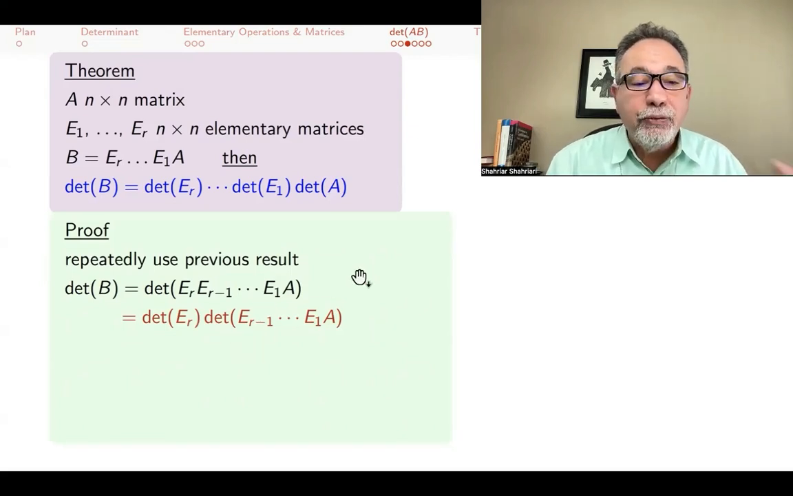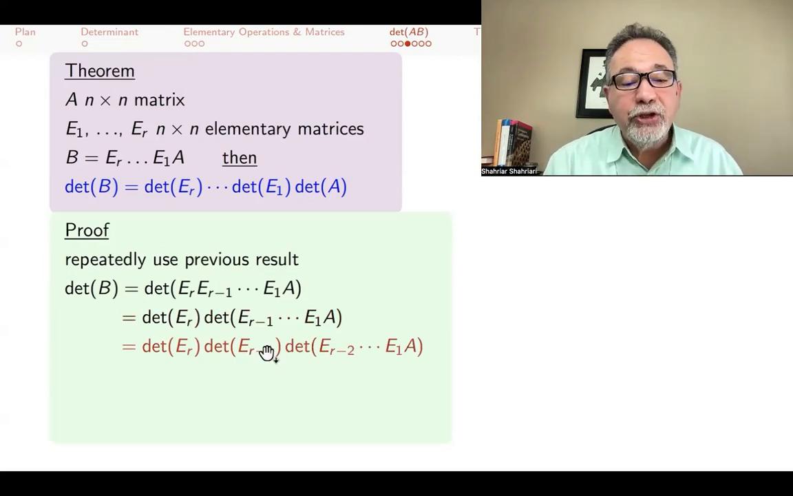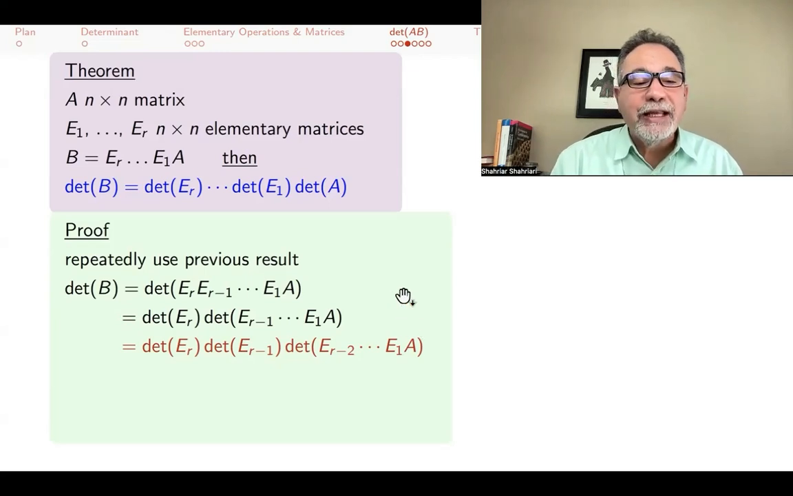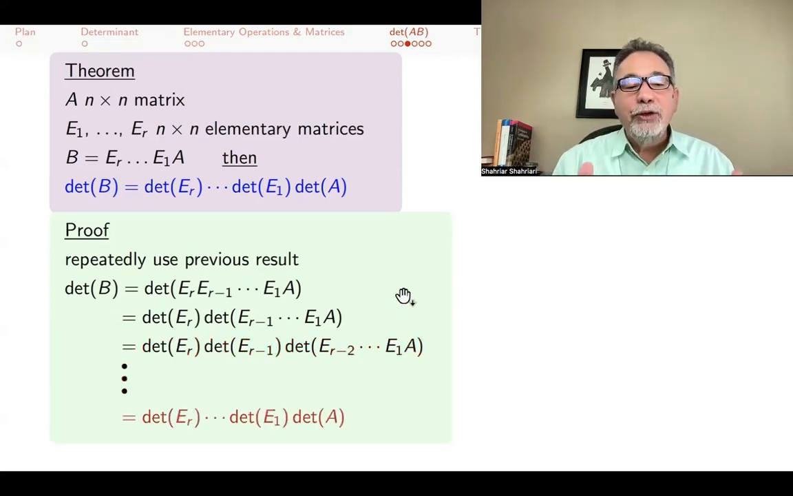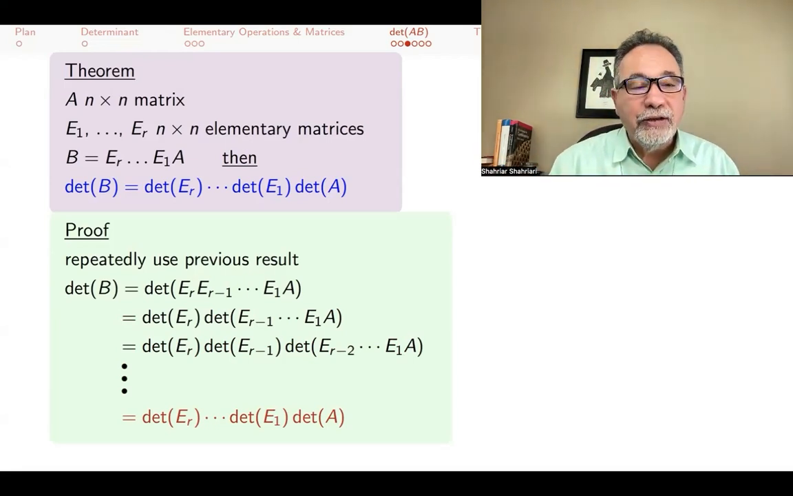And by the result that I proved in the previous slide, I can say that the determinant of this mess is the determinant of the first one, which is an elementary matrix, times the determinant of the rest. And you can continue like that, and you will get that if you have a whole bunch of elementary matrices multiplied by a matrix, then you can separate them out in a product as we have shown.